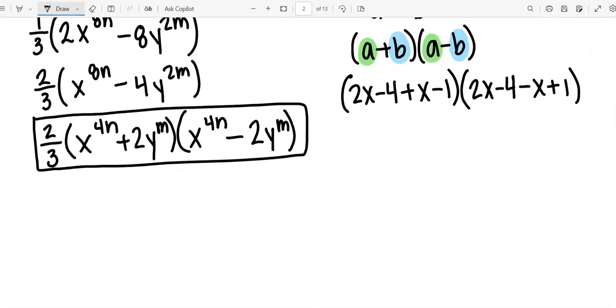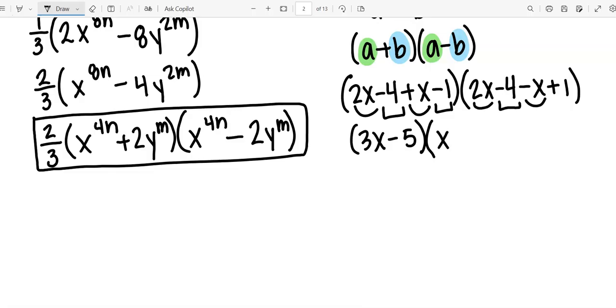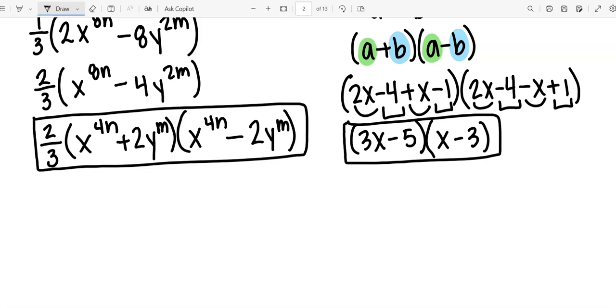When I combine like terms in my first factor, 2x plus x is going to give me 3x. Negative 4 minus 1 is negative 5. When I combine like terms in my second factor, 2x minus x is x. Negative 4 plus 1 is negative 3. And that stays because 3x minus 5 does not have anything in common with x minus 3.